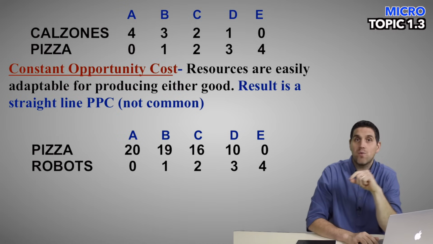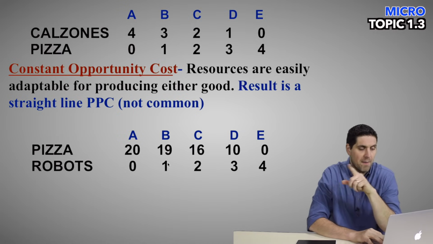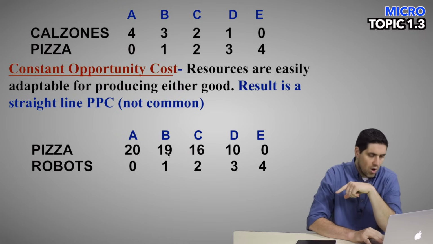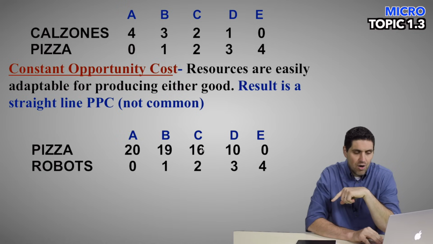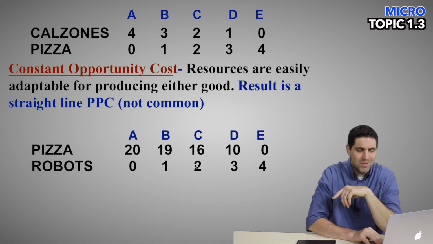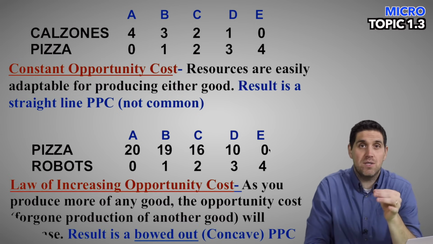Let's look at pizzas and robots. Right here, when I produce the very first robot, I gain 1 robot, but I lose 1 pizza. When I go here, I gain 1 more robot, but now I lose 3 pizzas. Later on, I gain 1 robot and I lose 10 pizzas. Notice, I lost only 1 pizza here, and now I'm losing 10 pizzas? Something's going on, and it's called the law of increasing opportunity cost.